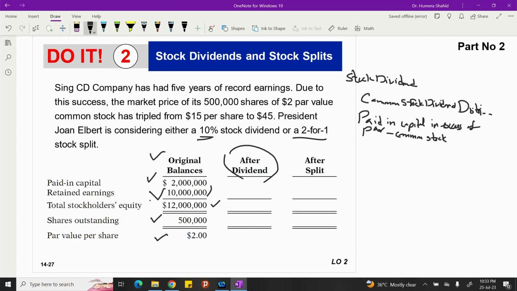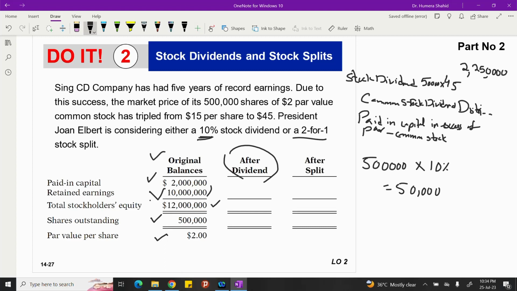Now let's calculate the stock dividend. Firstly, let's find out how many new shares will be issued. All shares are 500,000. Percentage of dividend is 10%. So 50,000 new shares will be issued. 50,000 shares multiplied by market value, because it's a small stock dividend. Market value is 45. 50,000 multiplied by 45, we get 2,250,000 stock dividend.